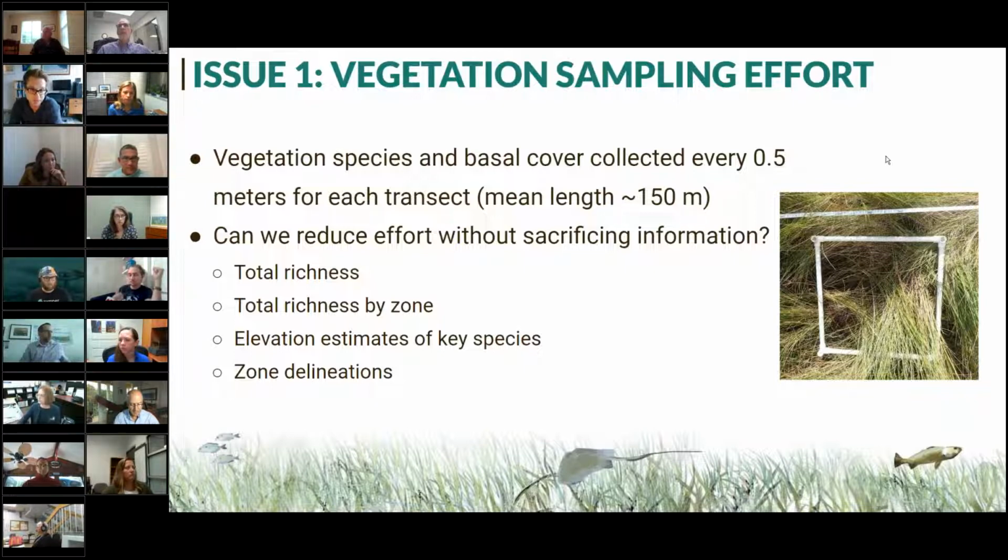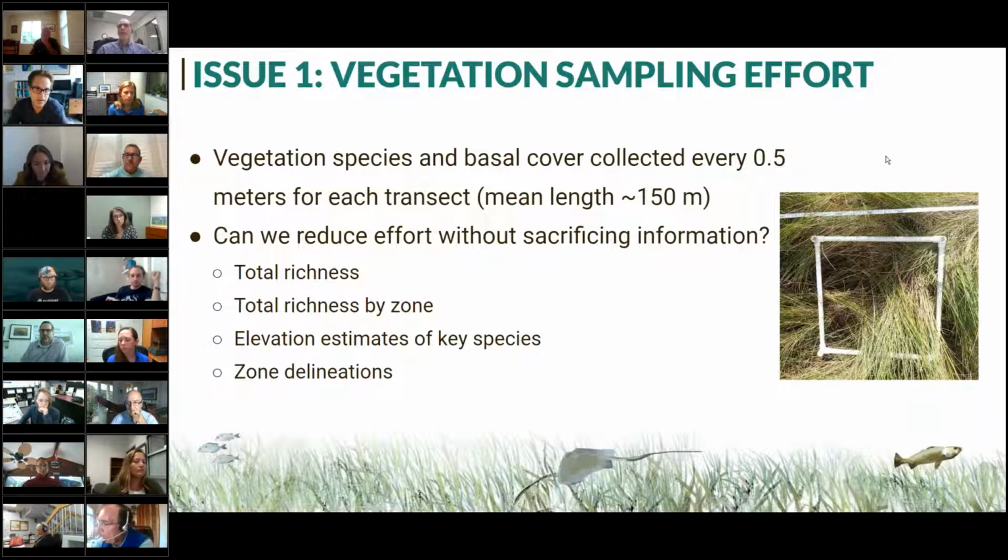And that information we care about is, of course, what are the species that are there? So what's the total richness along the transect? Also, what is the total richness within each zone along the transect? So what's the richness in the mangrove fringe? What's the richness in the salt marsh, and so on? Other questions of concern are, if we reduce effort, what are the elevation estimates for key species? So what is the elevation where we see mangroves? Do we see changes in that estimate if we reduce our effort? And also we want to be able to say, can we identify the zone delineations along the transect with some degree of precision if we reduce the sample effort?